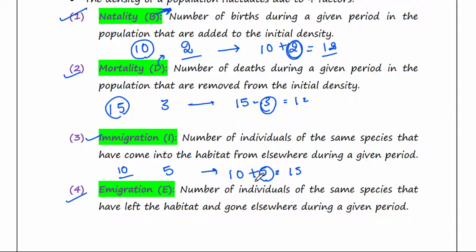Next is emigration. The number of individuals of the same species that have left the habitat and gone elsewhere during a given period is called emigration. Again, suppose we have 10 people in our society and 2 people left them and migrated to another society. So now the population density is 10 minus 2 is equal to 8, right? So this 2 is the emigration. Emigration is denoted by capital E. Okay.